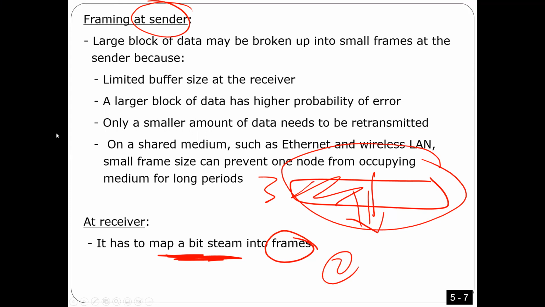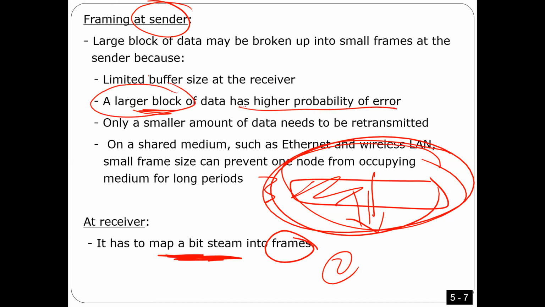Okay. There are several reasons. I listed the reasons here. Number one, maybe the buffer or the memory at the receiver is not that big. So if I transmit very big data, the receiver may not have space to store it. If I cut it into small frames, small data, for sure it will be better. As I explained before, if you transmit a large block, the probability of error is higher. Also, if there is an error and you need to retransmit, it's going to be easier with small data because you retransmit a small amount of data instead of a large amount.